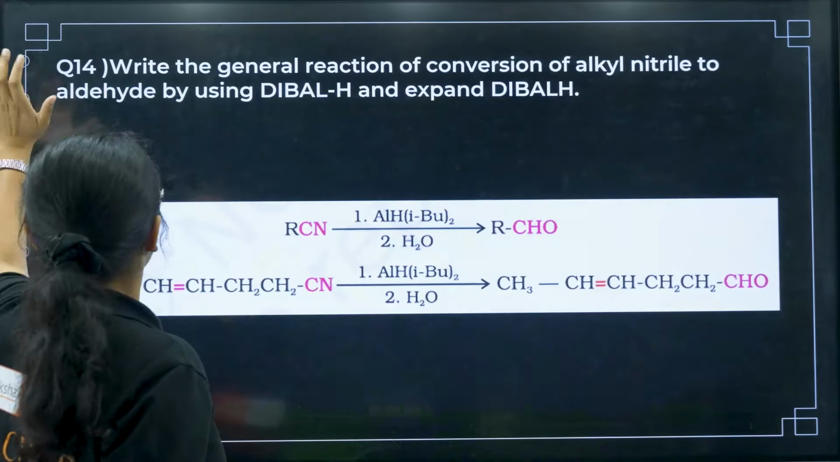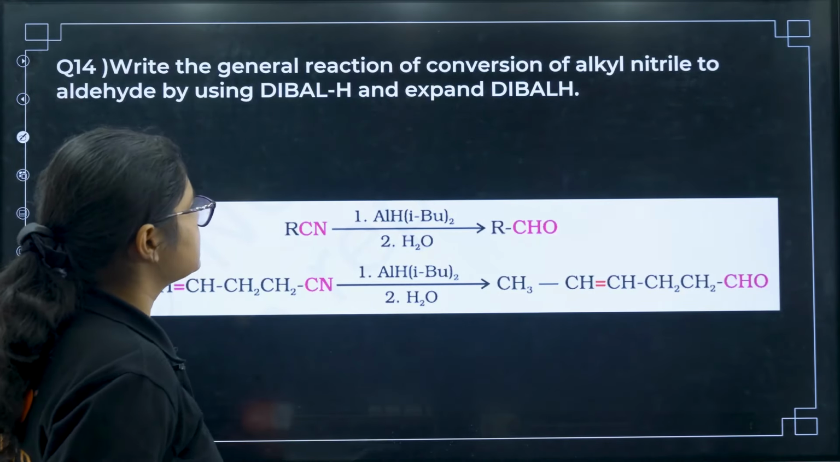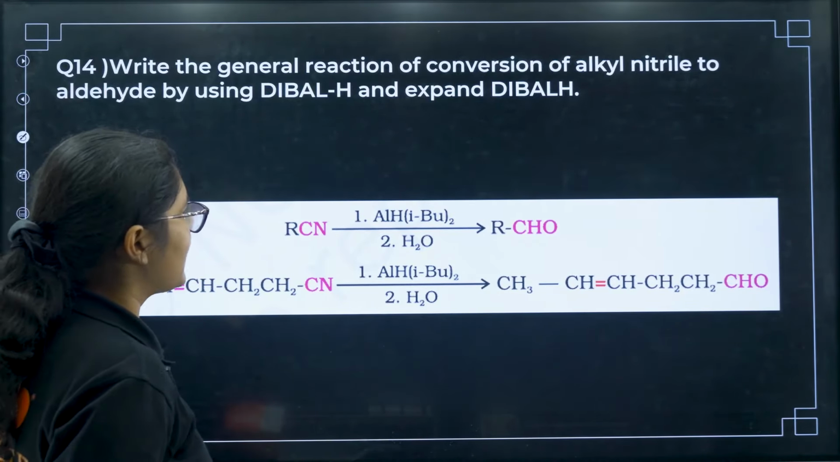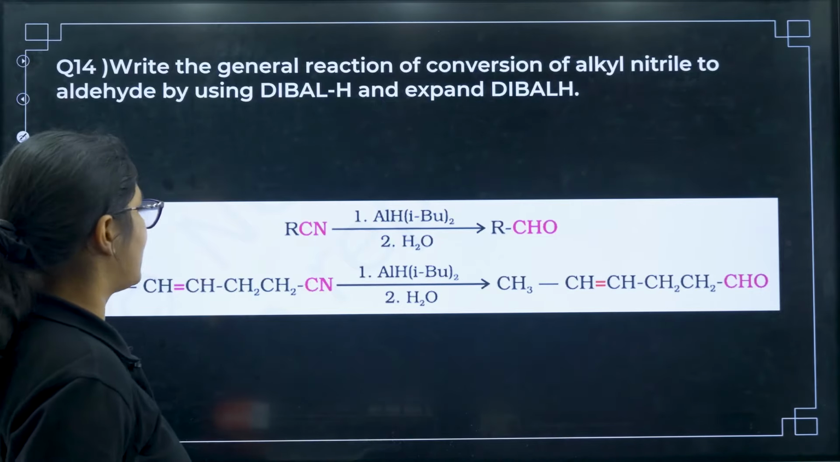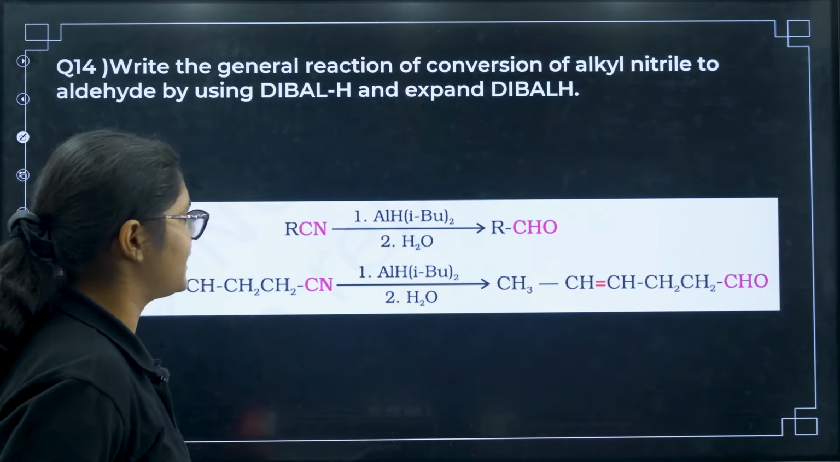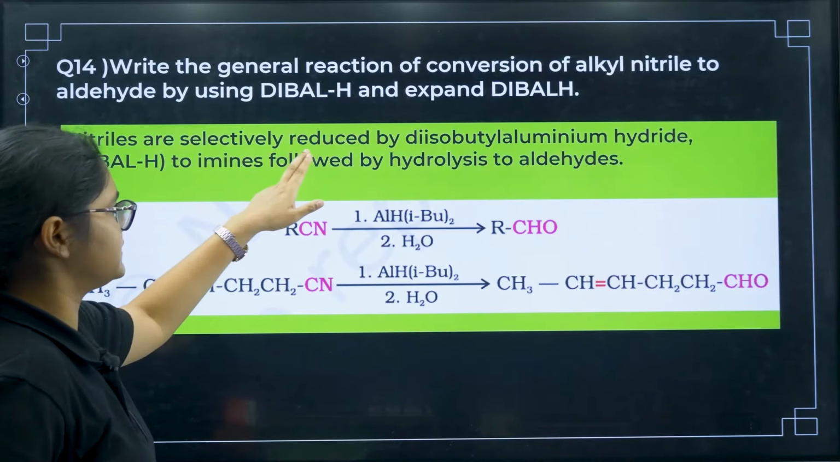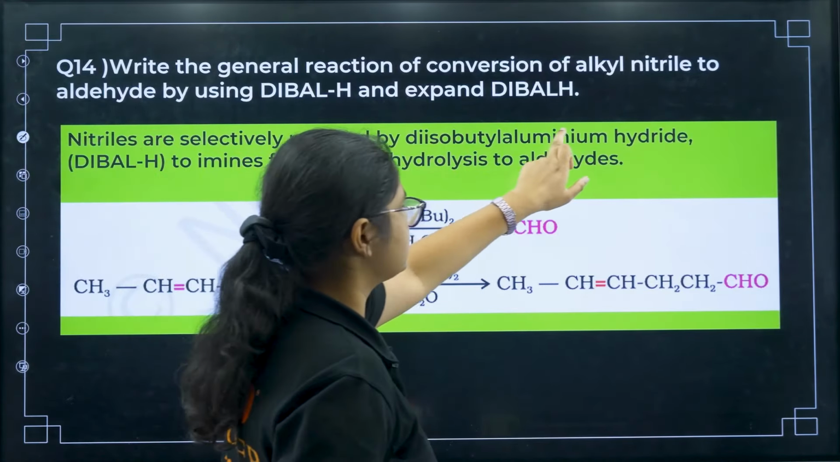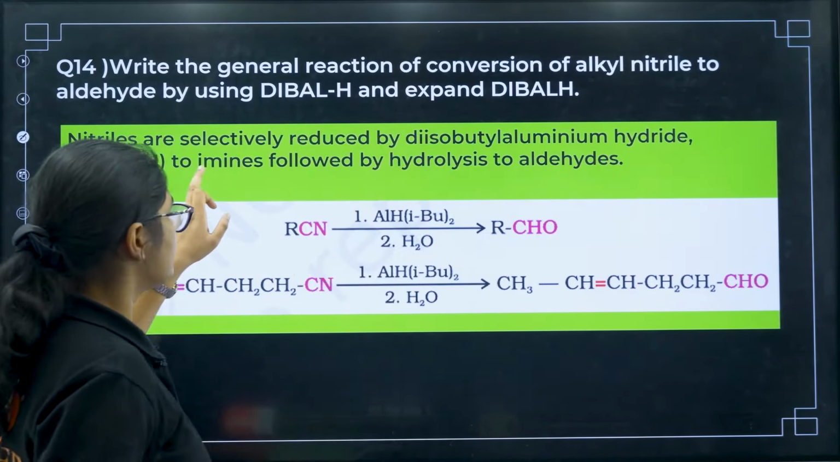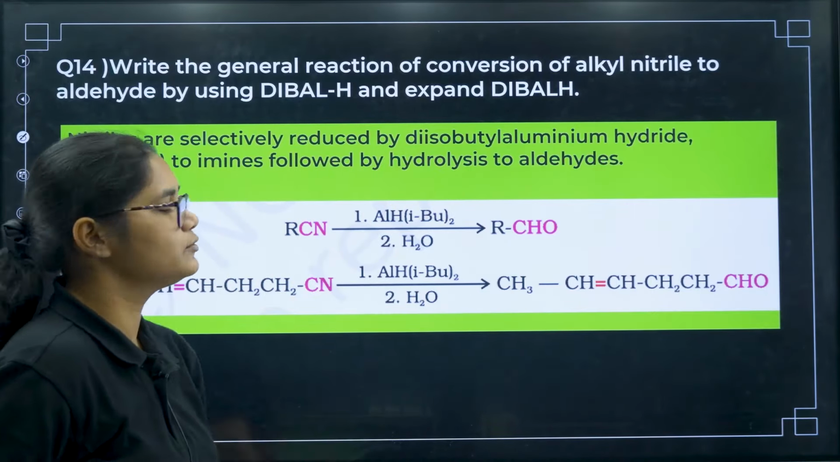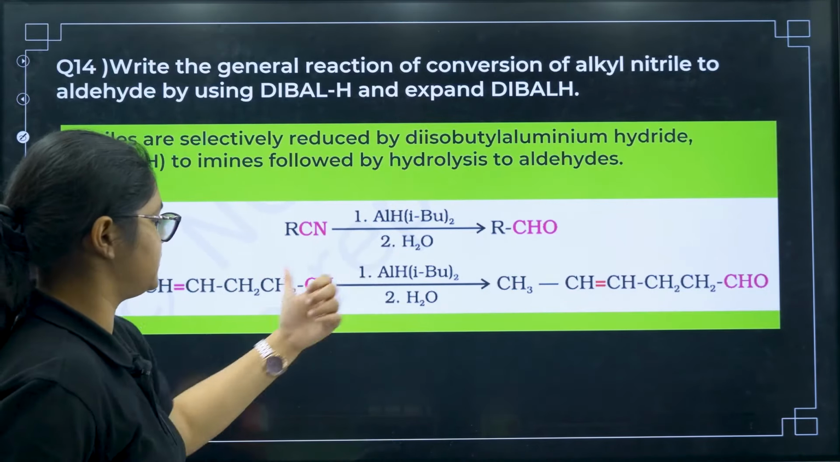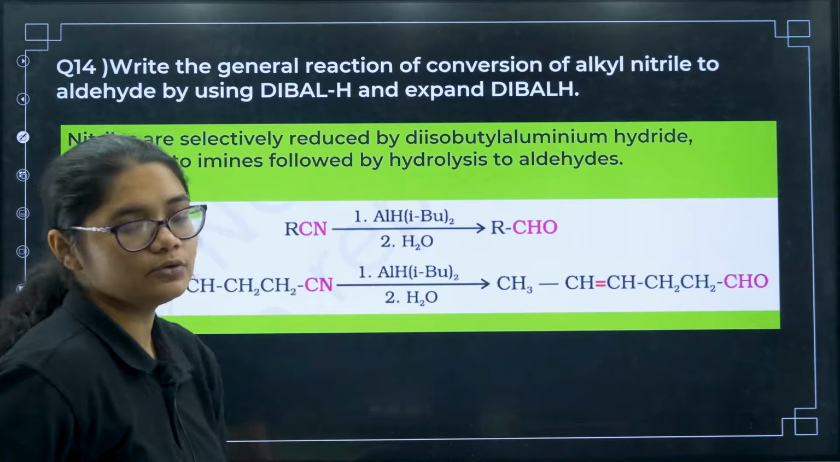Okay. Next, write the general reaction of the conversion of dialkyl nitrile to aldehyde by using DIBAL-H, and expand DIBAL-H. So nitriles are selectively reduced by diisobutylaluminium hydride to imines, followed by hydrolysis to aldehydes. Okay, so you can see the reaction here. Directly you can convert this one to aldehydes.